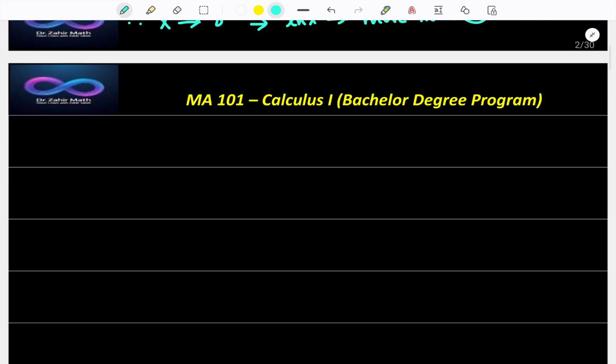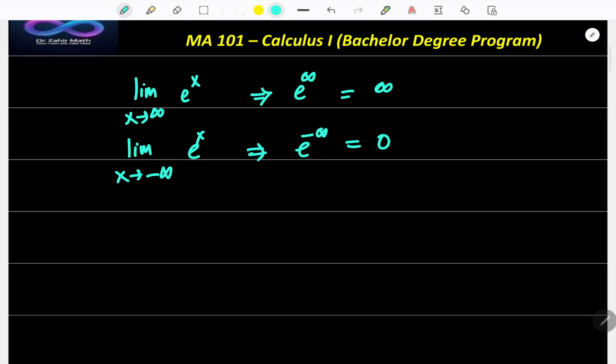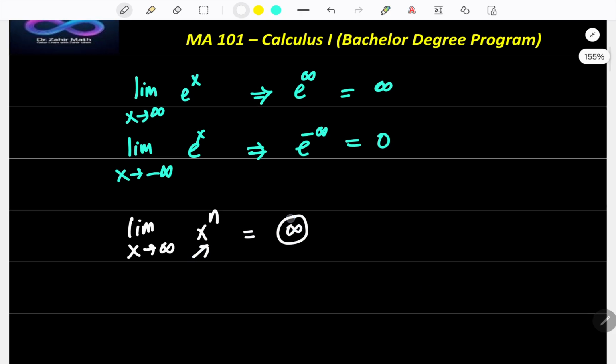And the next rule which you are going to study is limit x tends to infinity e power x. You put x e power infinity, it goes as what? E power infinity is infinity, right? And limit x tends to minus infinity e power x, which is e power minus infinity, which is equal to what? 0, right? And one more rule also you have to remember, limit x tends to infinity x power n. When I put x is equal to infinity, infinity power n, which is equal to infinity. So keep in your mind.